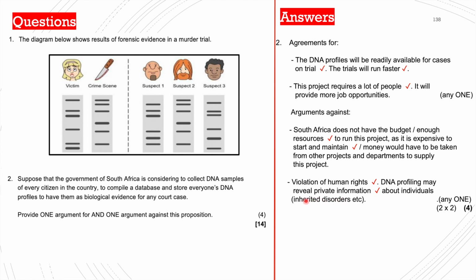And remember, since this will be a database, it will be on public record, therefore the information will be out there for everyone to see. So this is an argument that you might make against this proposition that may be made by the government. Okay, guys.